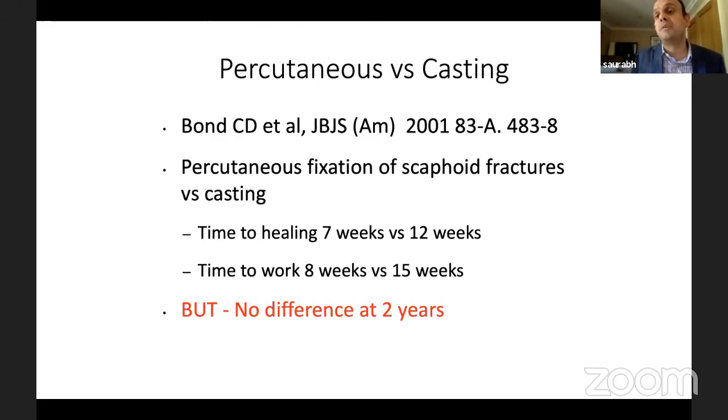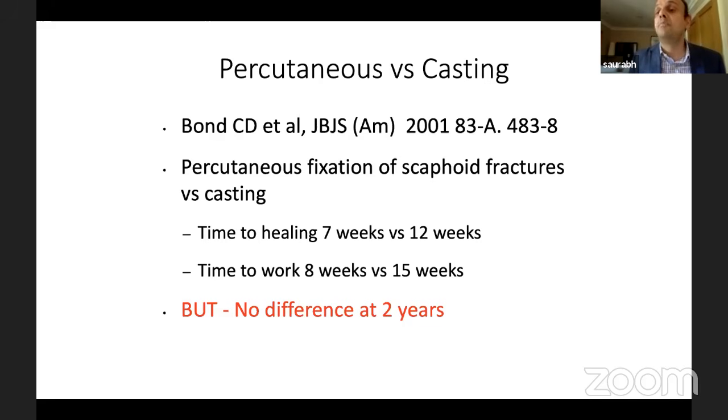Other advantage with percutaneous is you don't need a plaster. So obviously they can start early mobilization. You don't need to call them weekly for serial x-rays for first 2 or 3 weeks. So obviously they don't need to take time off from the work. Healing is quicker, return to work is quicker. Even though at 2 years, both patients will do equally well.